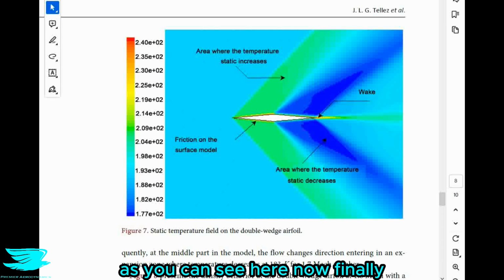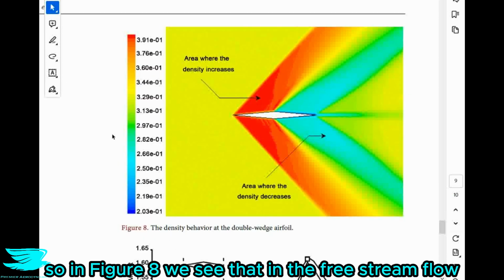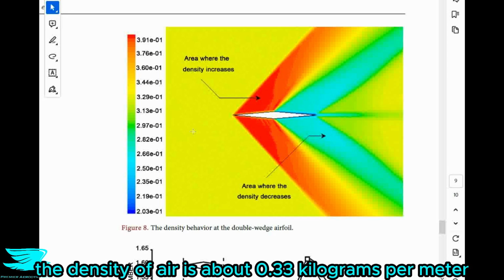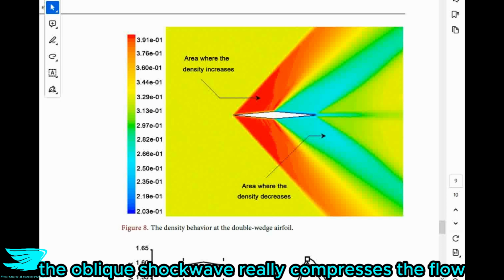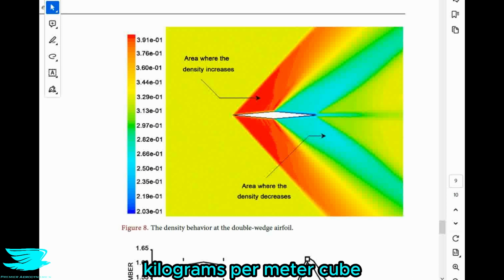Then in the wake, expectedly, the temperature rises and almost reaches the free stream temperature, as you can see here. Now finally, let's move on to the density because we see some really cool results. So in figure 8, we see that in the free stream flow, the density of air is about 0.33 kilograms per meter cubed. The oblique shockwave really compresses the flow and the density shoots up to about 0.4 kilograms per meter cubed, about a 30% increase.